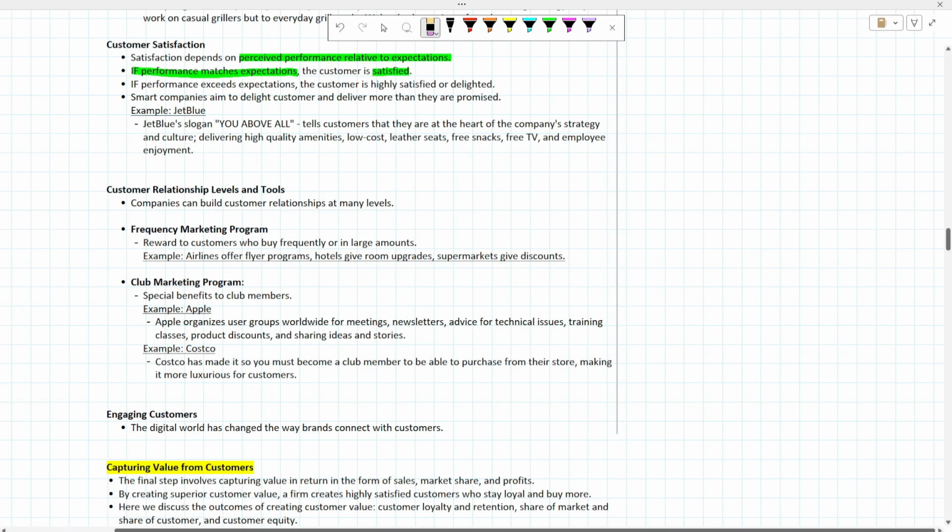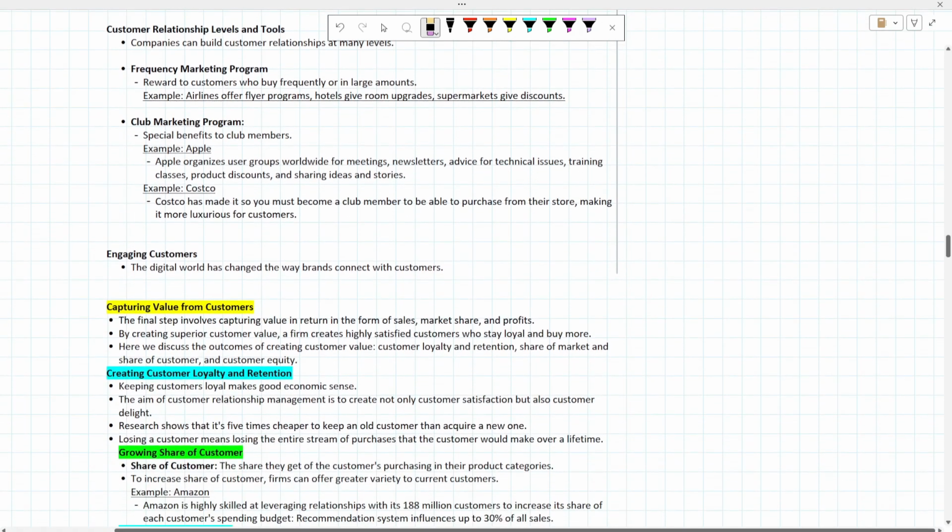In a club marketing program, you have special benefits for club members. An example of this is Apple. Apple organizes user groups worldwide for meetings, newsletters, advice for technical issues, training classes, product discounts, and sharing ideas and stories. Another example is Costco. Costco has made it so you must become a member to be able to purchase from their store, making it more luxurious for customers.